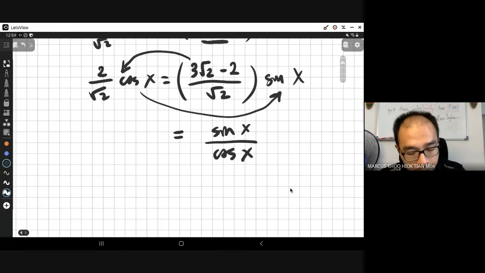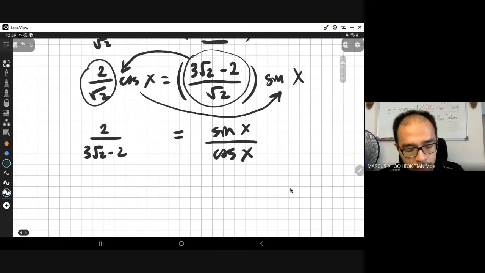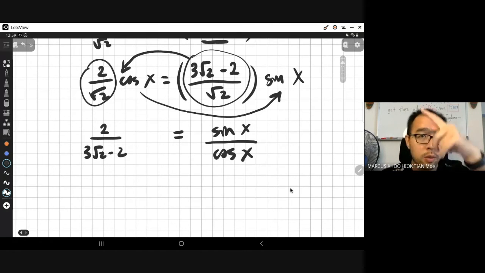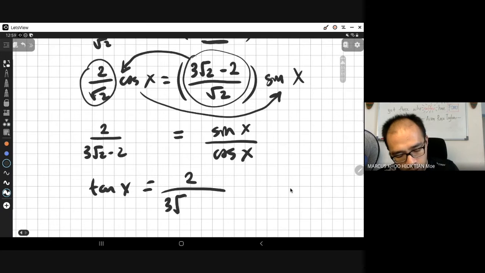And so what happens on this side is you will get 2 over 3 square root 2 minus 2. I will leave you to work this out. Macam mana kalau saya bawa ini kan, kenapa ini square root 2 akan hilang? Because they will cancel each other out. So you're going to get tangent x equals 2 over 3 square root 2 minus 2.